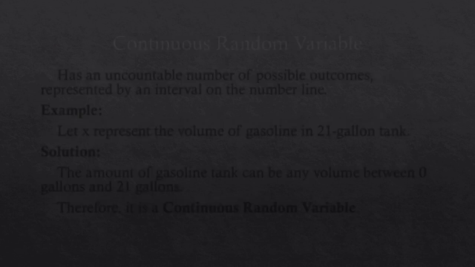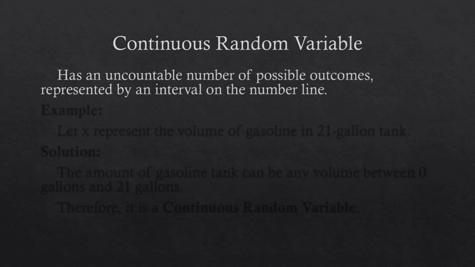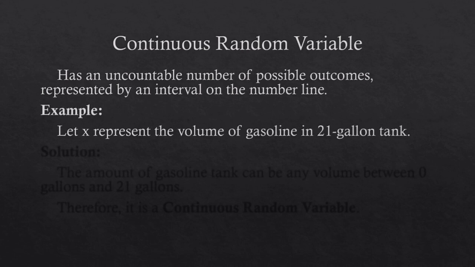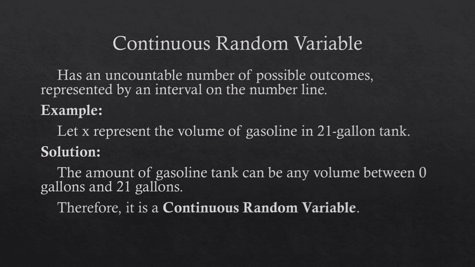Second is the continuous random variable. It has an uncountable number of possible outcomes represented by an interval on the number line. For example, let X represent the volume of gasoline in a 21-gallon tank. Solution: the amount of gasoline in the tank can be any volume between 0 gallons and 21 gallons. Therefore, it is a continuous random variable.